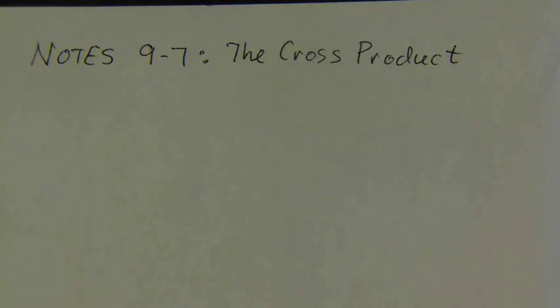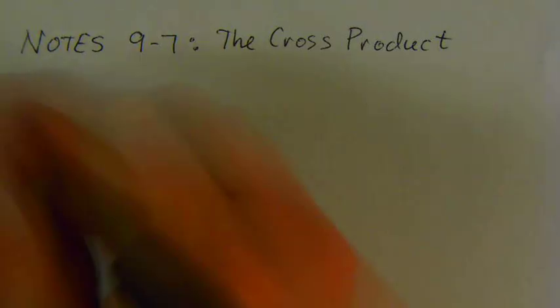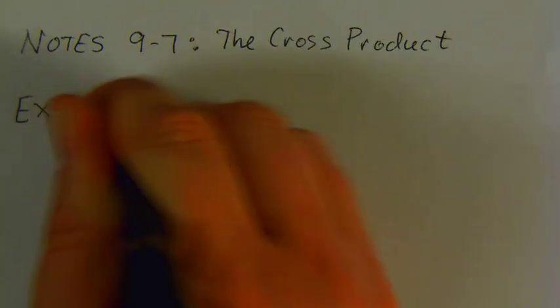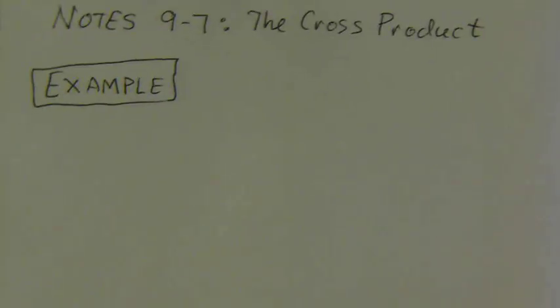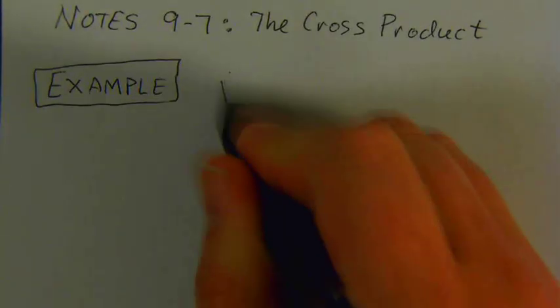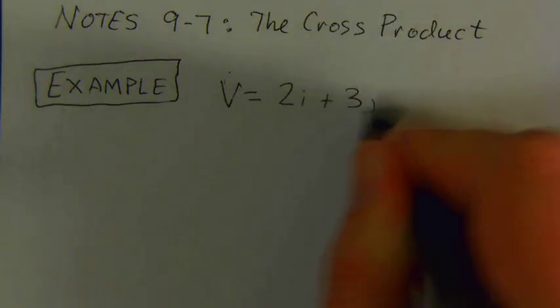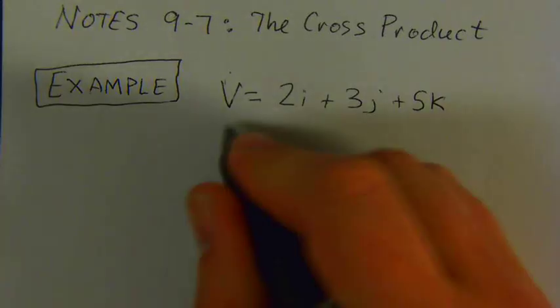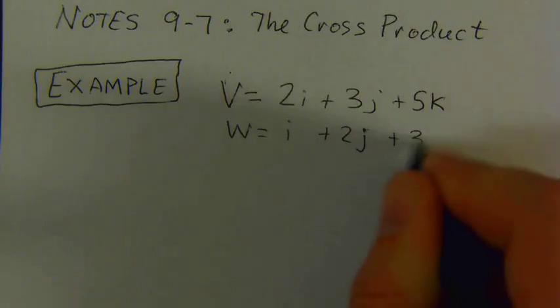So here is how we do it. There's not going to be a ton of examples today. You just need to know how to do this, how to find the cross product. So example. I'm going to say the first vector v is 2i plus 3j plus 5k, and the second one, w, is i plus 2j plus 3k.